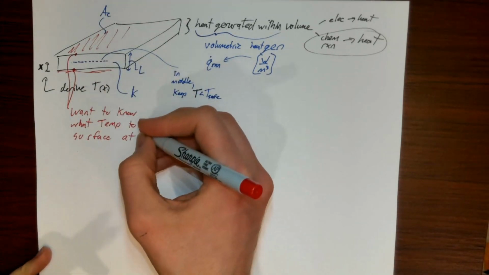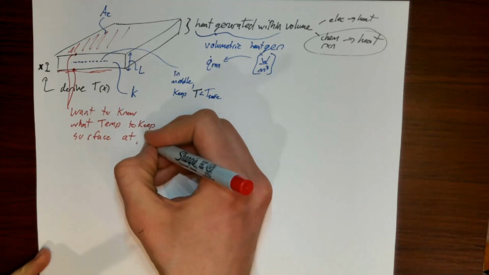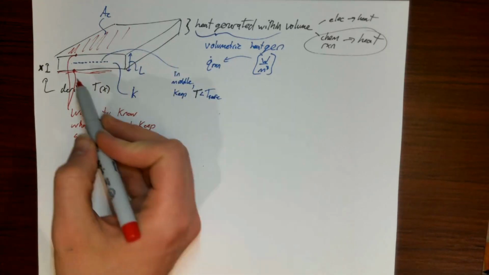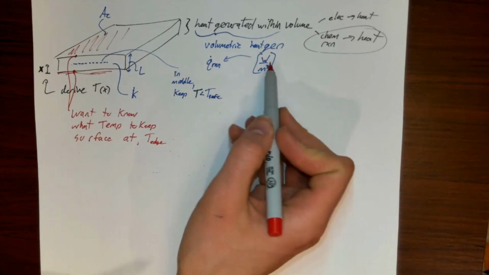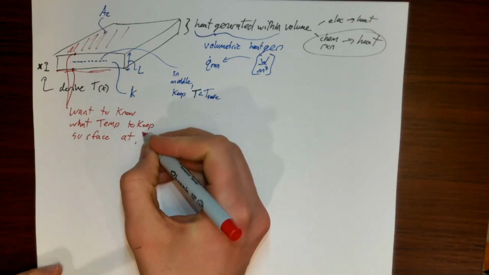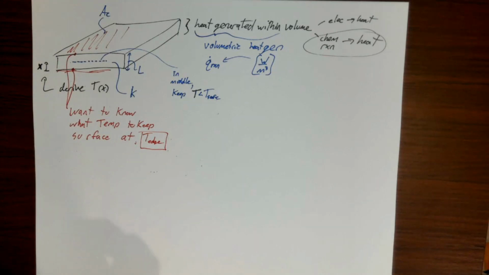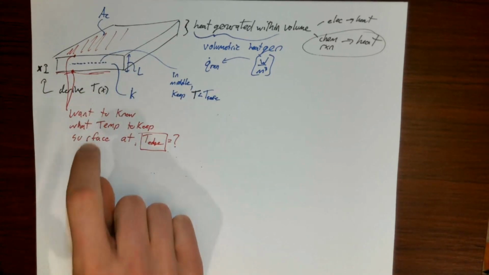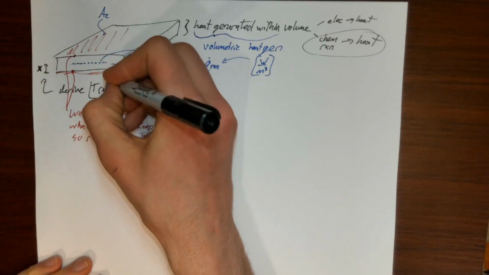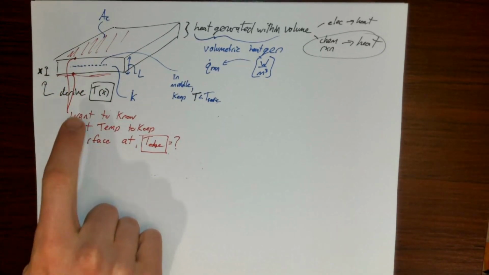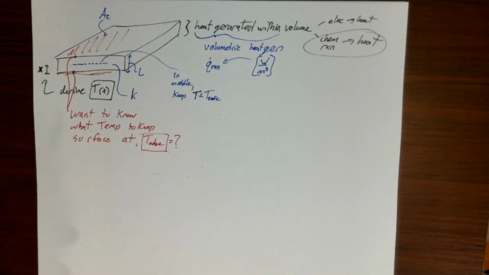So I want to know what temperature to keep the surface at. Let's call it T edge. So if I keep the edges at some temperature, the middle is probably going to be a little bit hotter than that due to the volumetric heat generation. So if I need to keep the middle below some safe temperature limit, what temperature do I need to keep the edge at? So that's going to be our problem. But in order to relate temperatures at the edges to temperatures at the middle, I'm going to need to derive this whole temperature as a function of position x within the slab. So that's where we're headed.